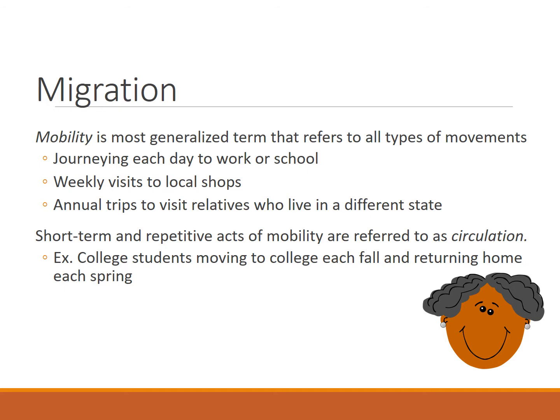Short-term and repetitive acts of mobility are referred to as circulation. And a great example here would be college students who would move away to a different town to attend college each fall and then return home each spring. They're not migrants because they're coming back home. They might go live somewhere for a time, but it's for a specific purpose and it's for a specific amount of time.